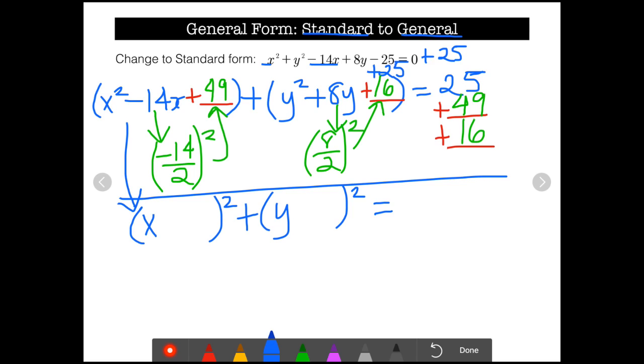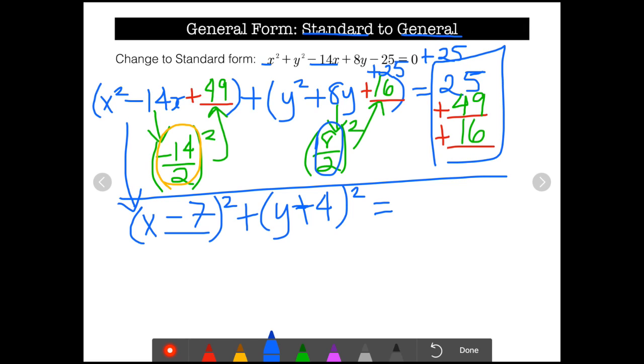Okay, so to figure out what is going on this side, we're going to take a look at this negative 14 over 2. That's the number that you put right here, so it's minus 7. And then similarly for the y, we look at the 8 divided by 2 right there, which is 4, and that's a positive 4, so plus 4 right there. And then on the other side of the equal sign, we just have to add all of these, which gives us, let's see, 20. And that's 90. Okay, 90.